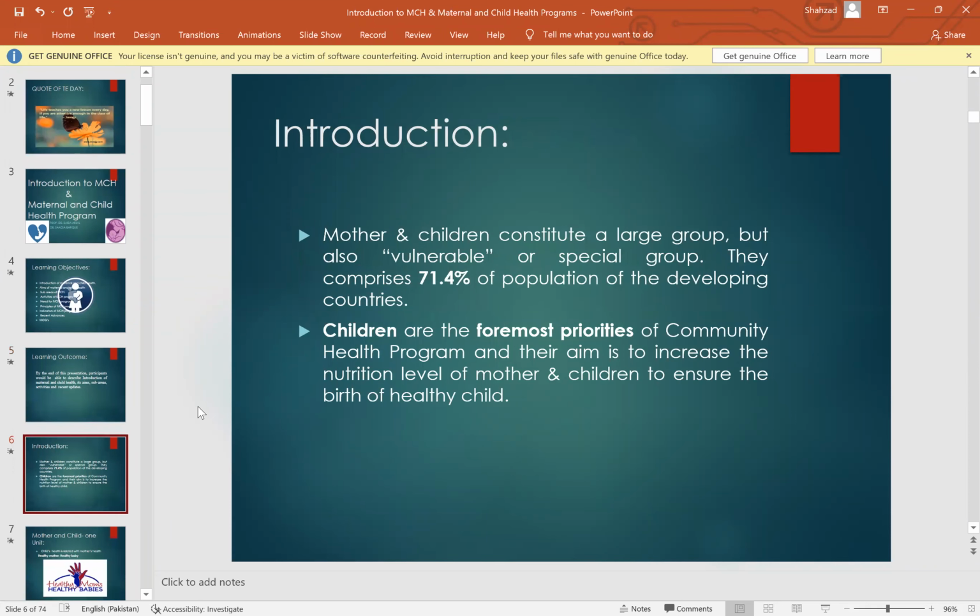Introduction. Mothers and children constitute a large group, but also a vulnerable or special group. They comprise 71.4% of the population of developing countries. Children are the foremost priority of community health programs, and the aim is to increase the nutrition level of mother and children to ensure the birth of a healthy child.